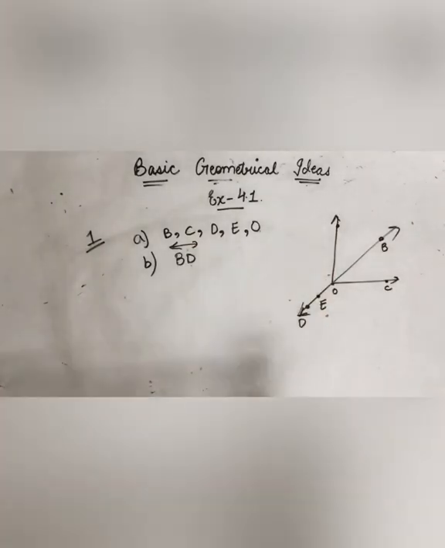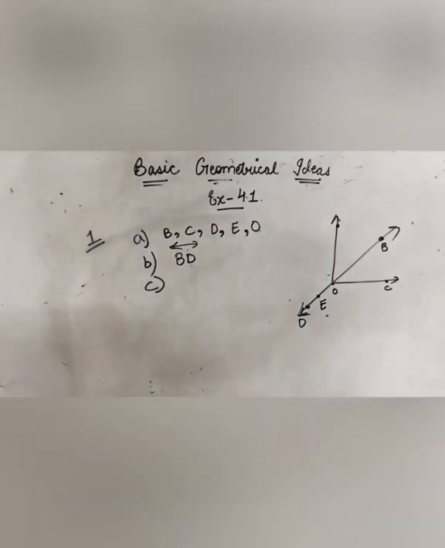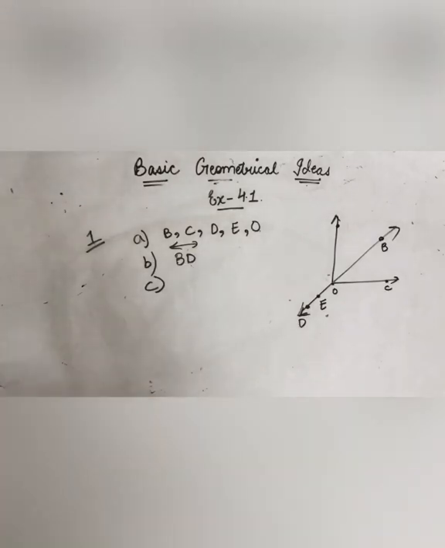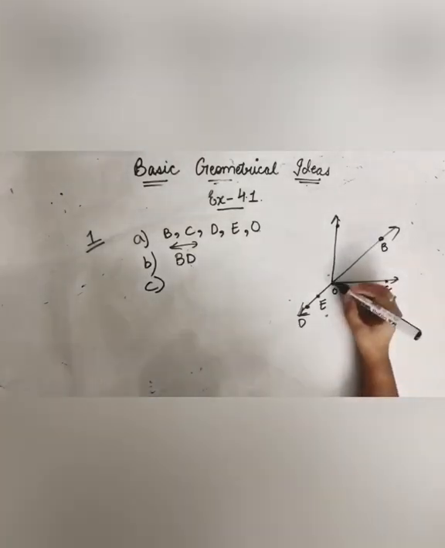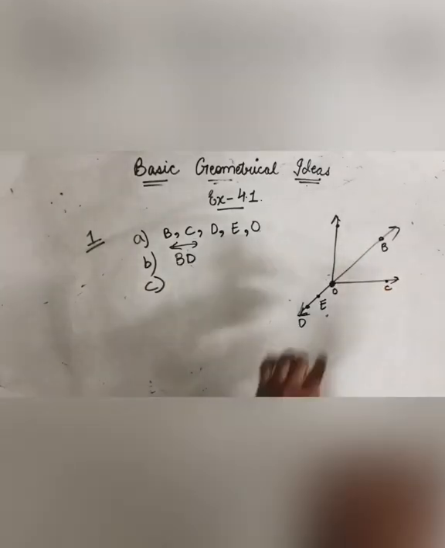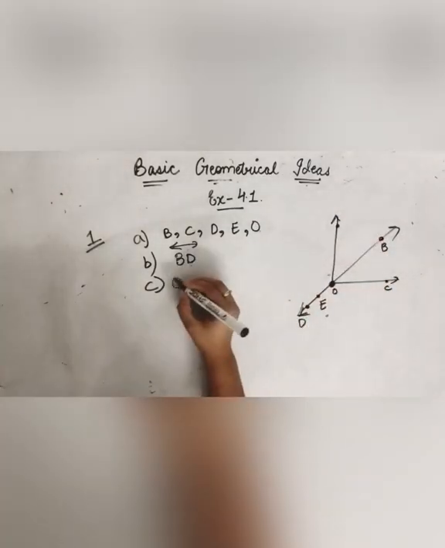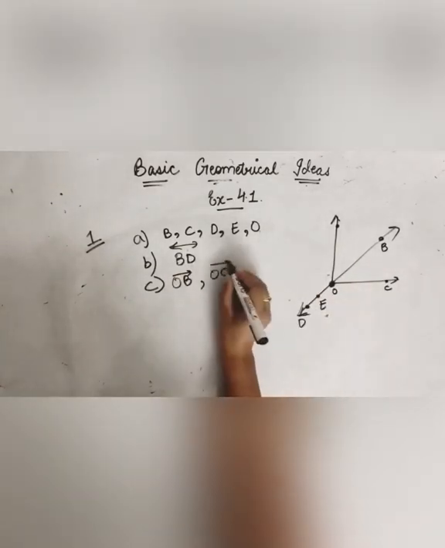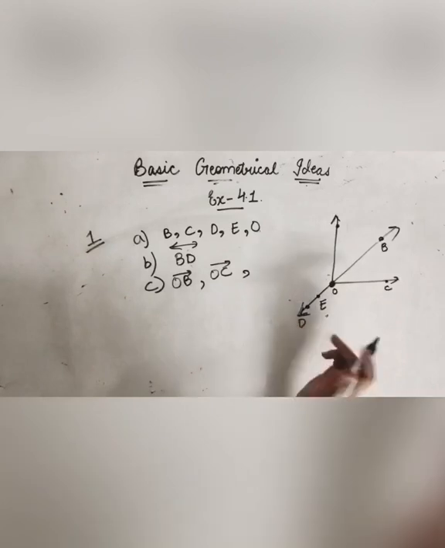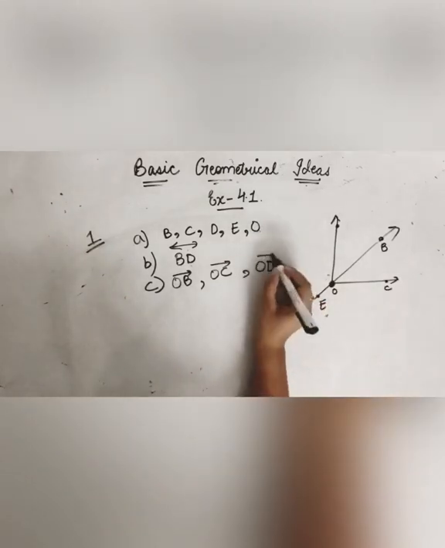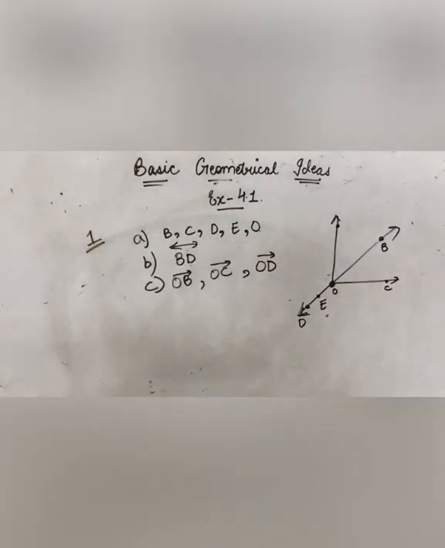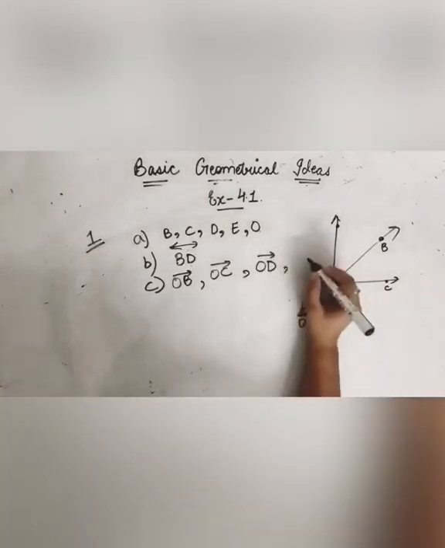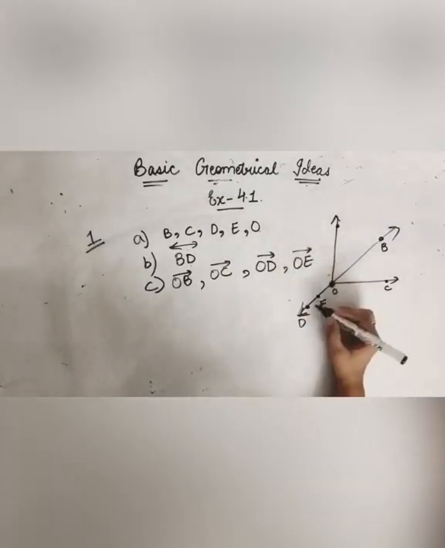C part is 4 rays. Now in rays, one side has an arrow and one side does not. So 4 rays you have to write. First you can start from point O. OB is first ray. OC is second ray. OD is third ray and OE is fourth ray.